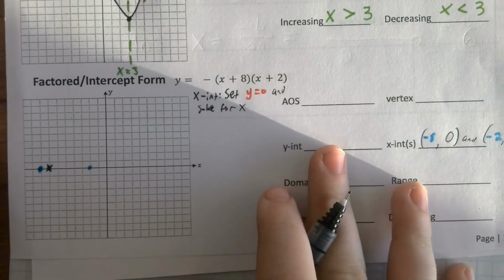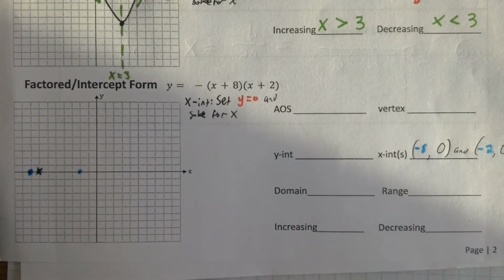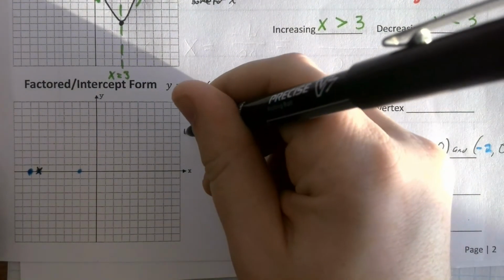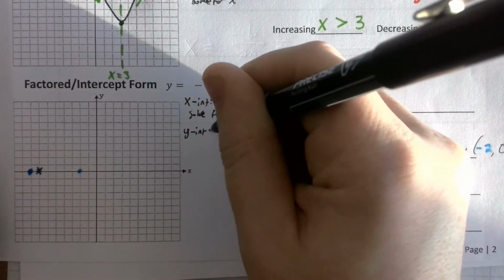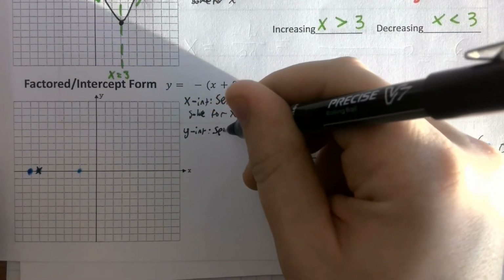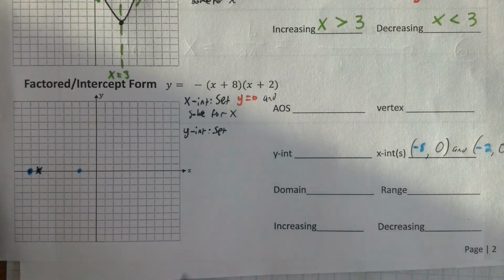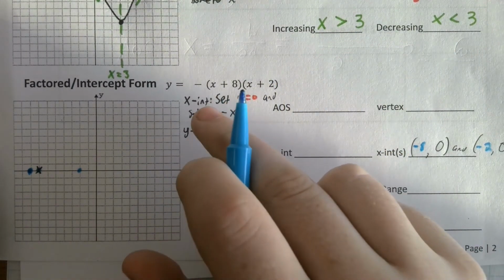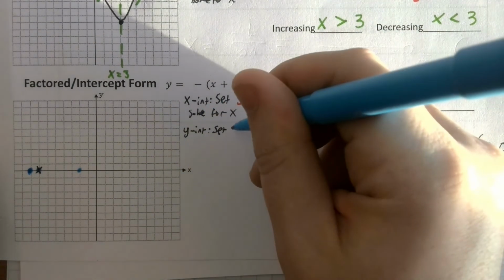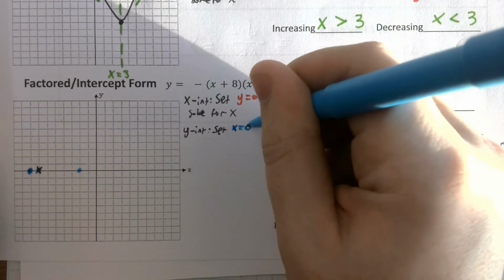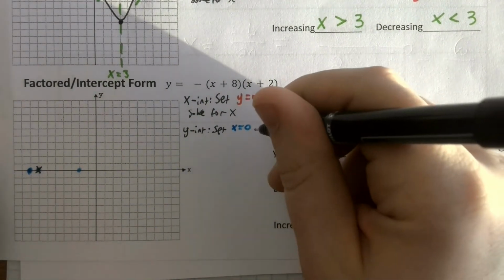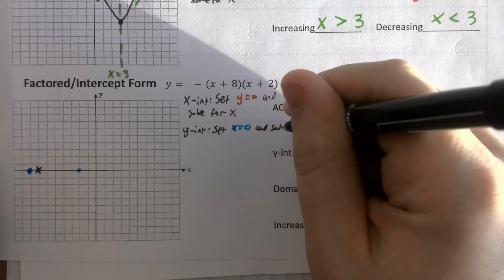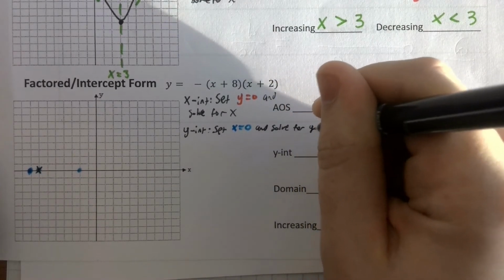So, the next easiest thing to find in intercept form is the y-intercept. And to find the y-intercept, what do we do? Well, to find the x-intercept, we set y equal to 0. To find the y-intercept, we set x equal to 0 and solve for y.